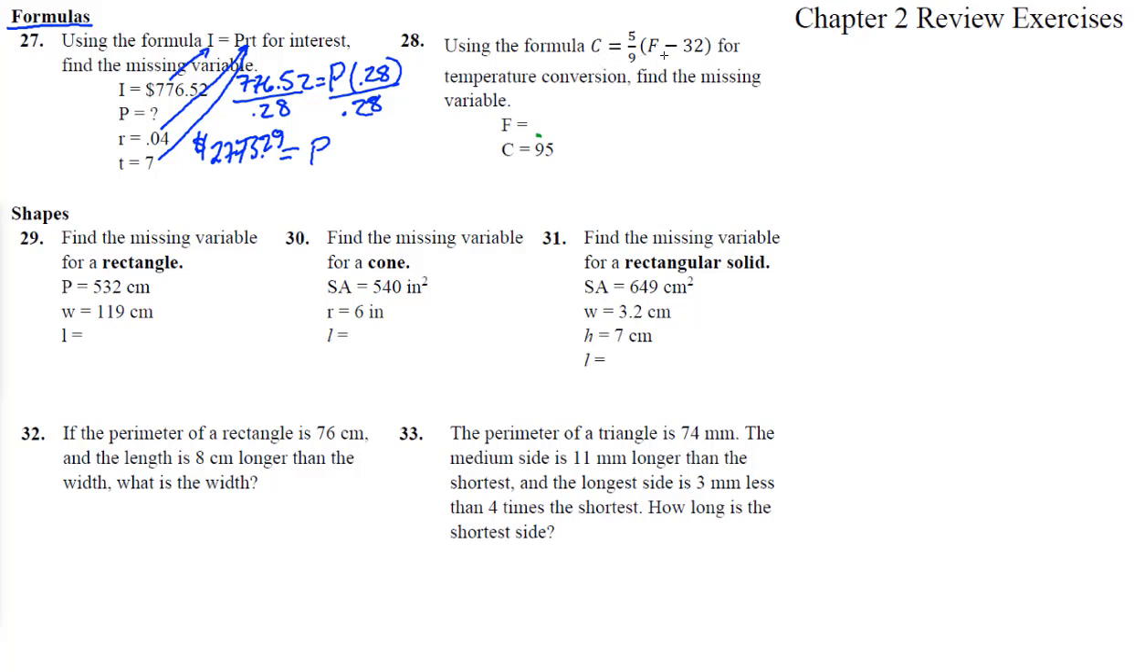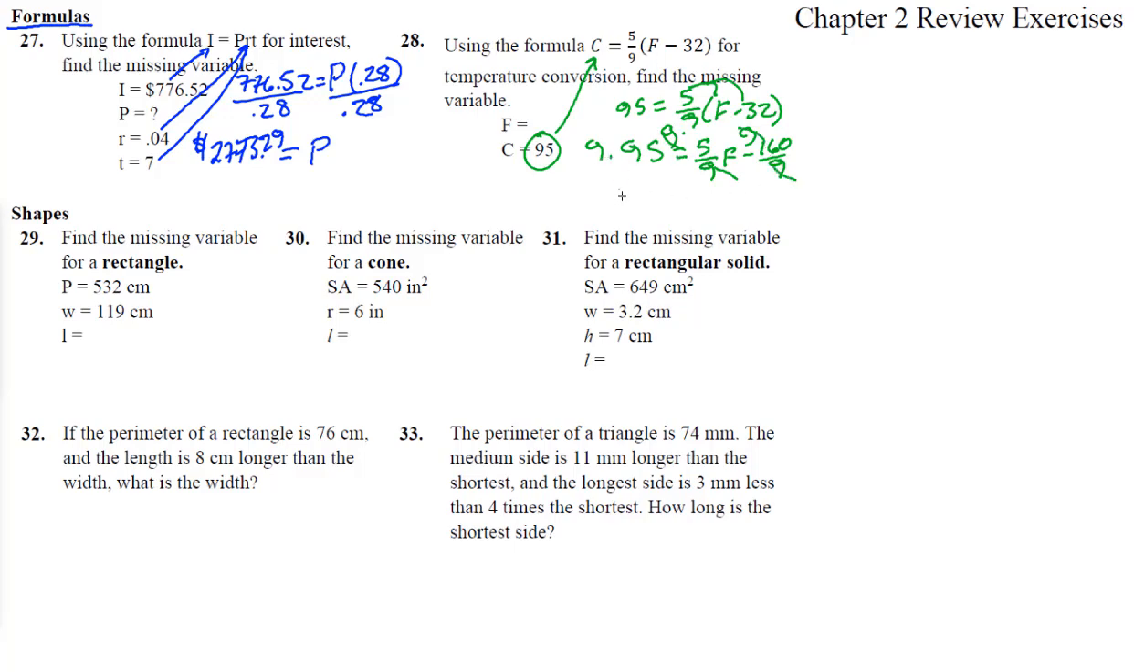Oh, look, we have the formula right there. So let's stick the 95 right up in there and then solve it. So we get 95 equals 5/9 F minus 32. Get rid of the parentheses, jump those in. We get 95 equals 5/9 F minus 160/9. Times through by 9 everywhere, and that'll get rid of all the fractions.